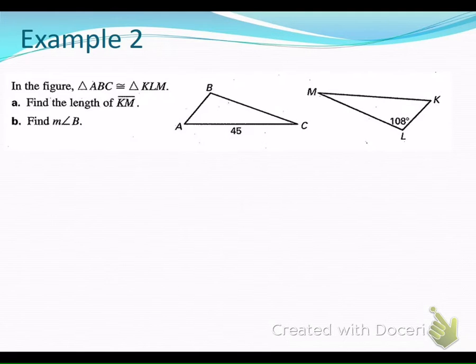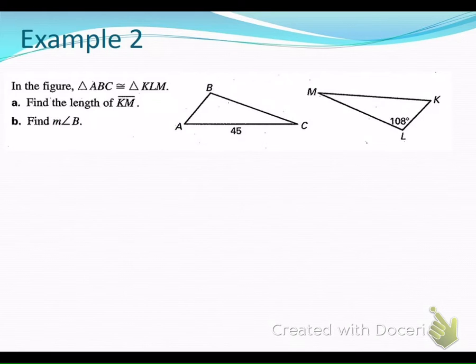Example 2 says, in this figure, triangle ABC, so I'm going to trace it, ABC is congruent to triangle KLM. So order matters. A and K, those angles are going to be congruent because they're both first. See how B and L are both in the middle? That means those two are going to be corresponding. And then C and M are both last. So those would be corresponding. So you kind of have to flip this one to make this one. You see what I mean?